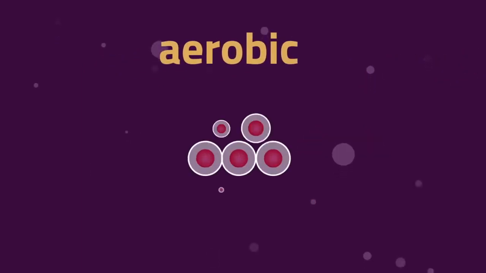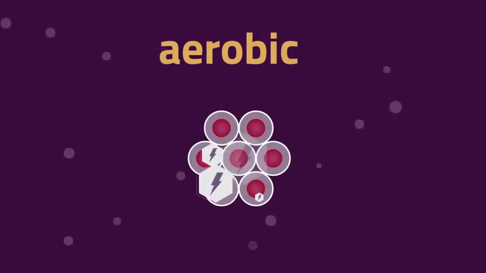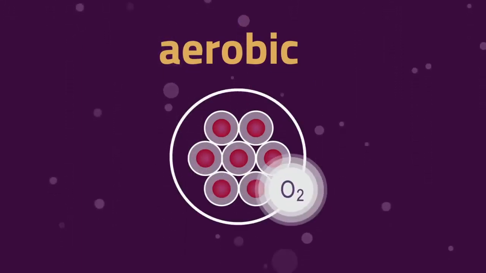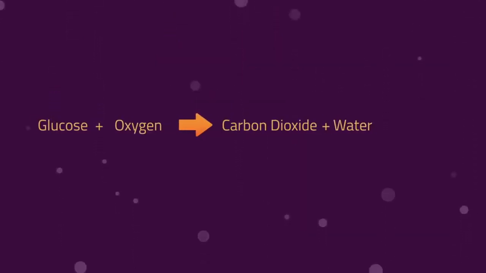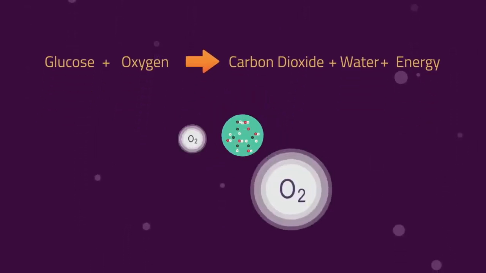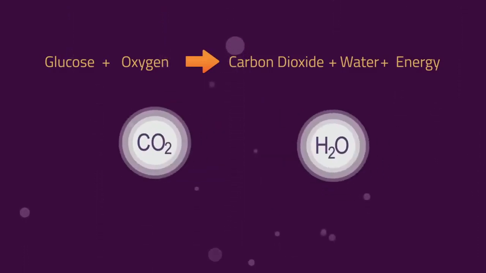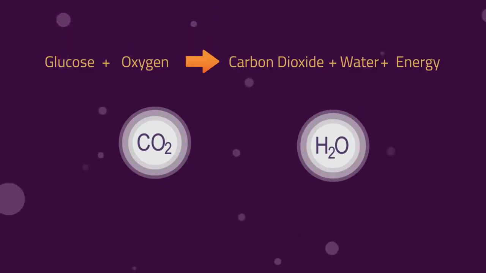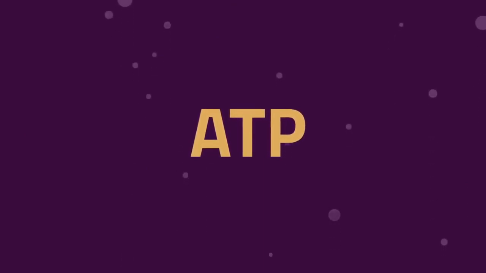Let's start by looking at aerobic respiration. Aerobic respiration releases energy in cells by breaking down food substances in the presence of oxygen. It is represented by this simplified equation. But don't forget the energy which is released. Glucose is broken down by oxygen to release the byproducts of carbon dioxide and water. Energy is released, which is then used to make a special energy molecule called ATP. ATP is how energy is stored for later use by the body.